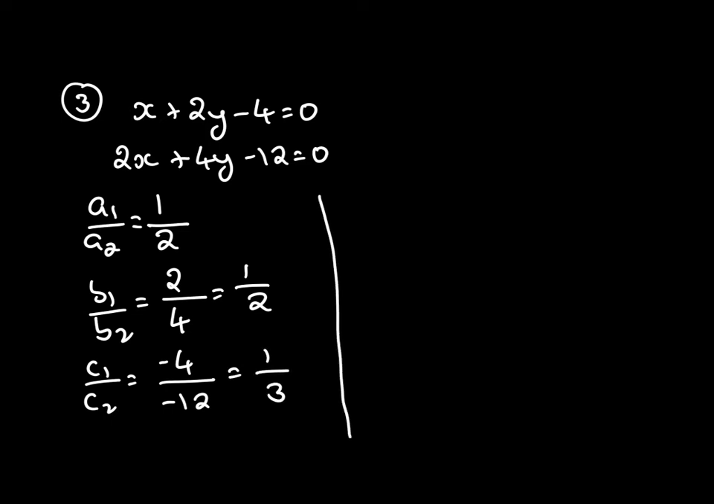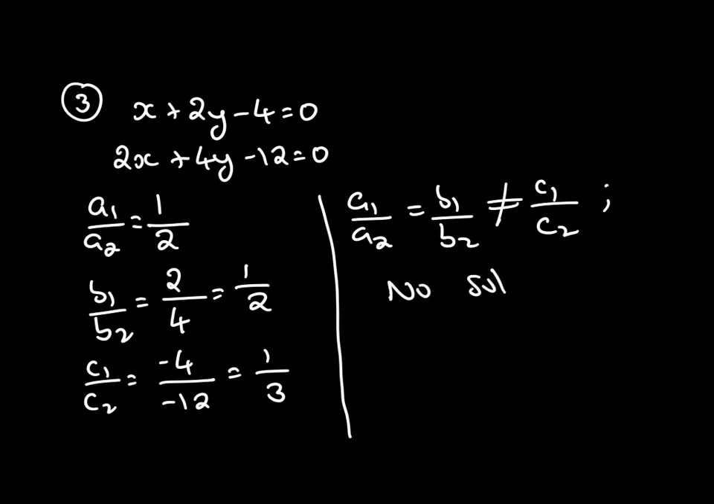What do you observe? We observe that a1 over a2 is equal to b1 over b2, but they are not equal to c1 over c2. So what does that mean? It means that the lines are parallel lines and it has no solution. When the lines are parallel, they are called an inconsistent pair of equations.